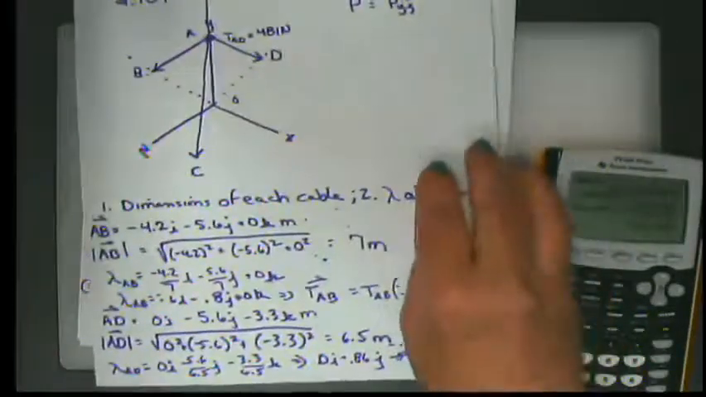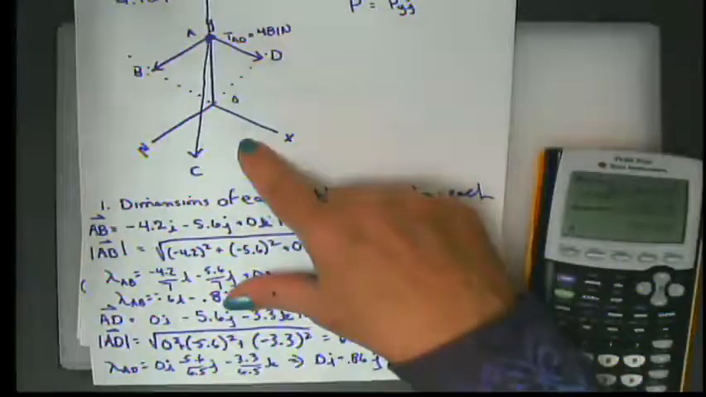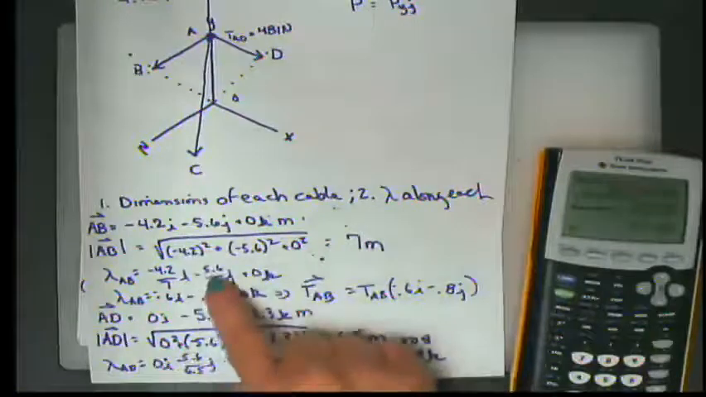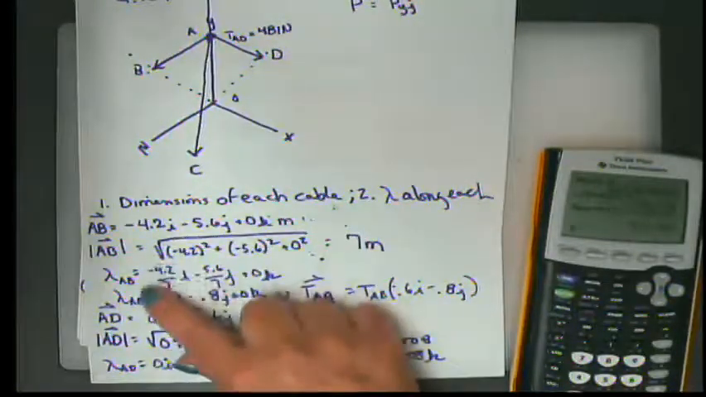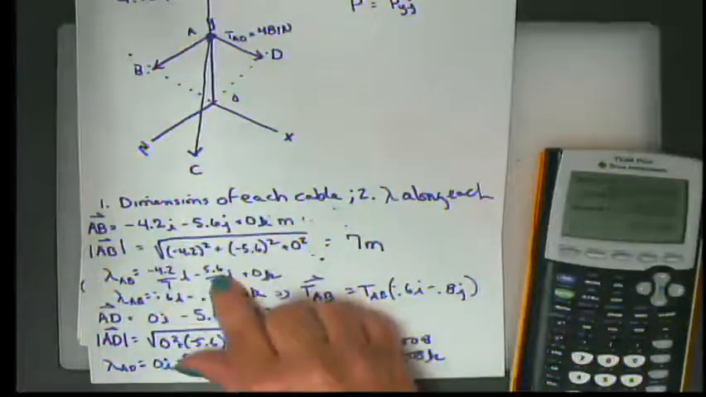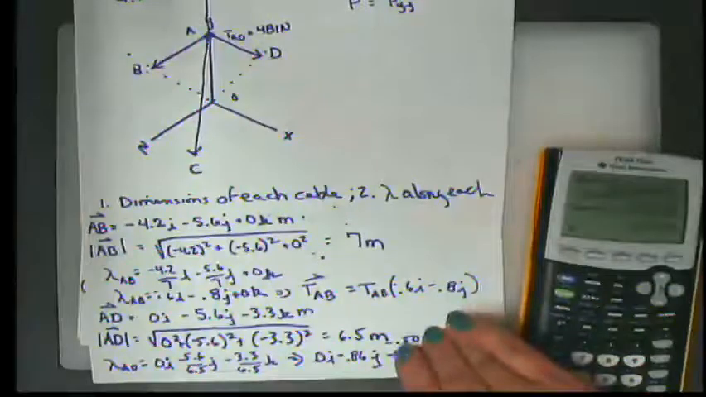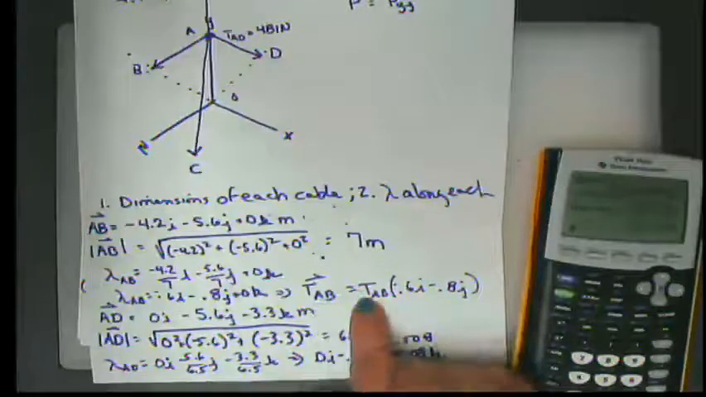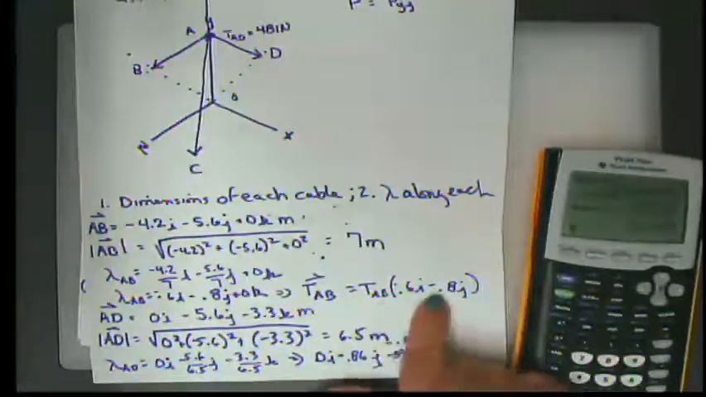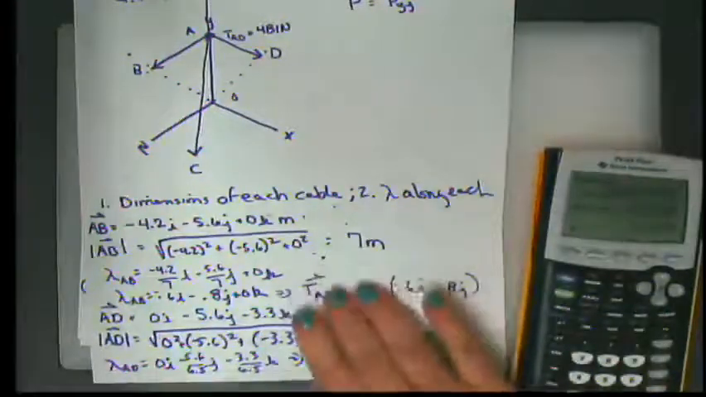So the steps are: the first thing is draw the free body diagram. The second thing is write the dimensions of each cable, and then find the length of each cable, and from those two find the lambda, or the unit vector along each cable, and then write the vector tension as the magnitude of the tension times that unit vector. Okay, so those are the first steps.